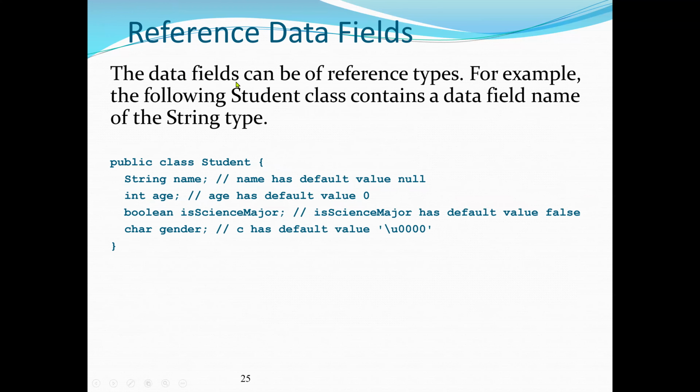So again, the data fields can be of a reference type. For example, in the following we have a student class, with the class name Student. We can see Student has the data fields name, age, a science major, and gender. We can see that all four data members are different types.